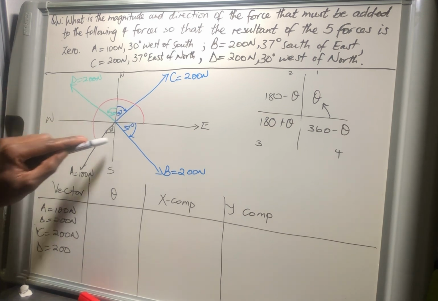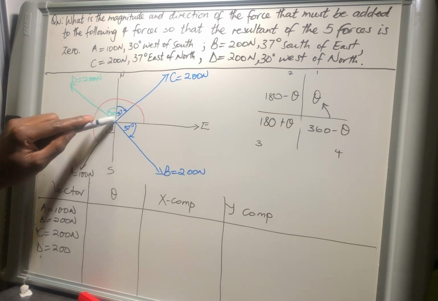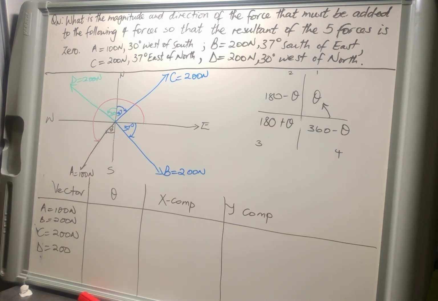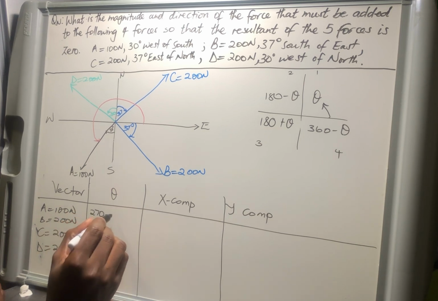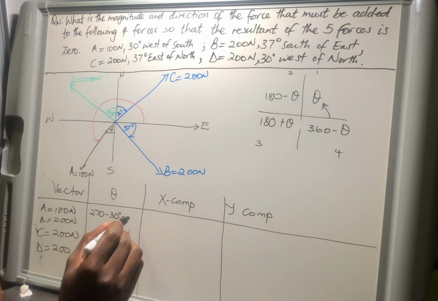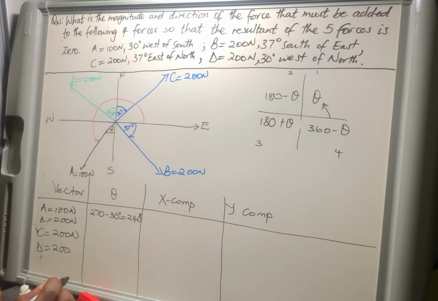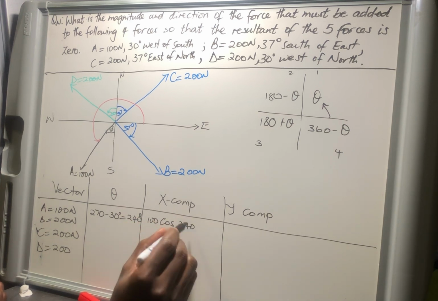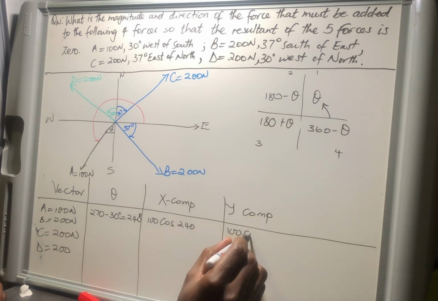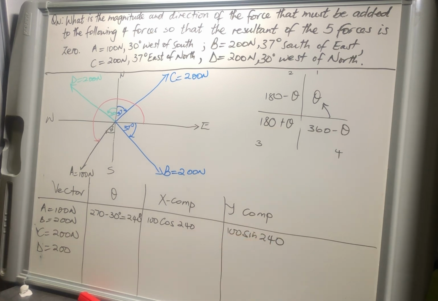So this angle that we want is this one that is in red. We are going to disregard the one that is in black. Why? Because we don't expect to have an angle that is less than 180 in the third quadrant. Thank you. So the final angle now will be 270 minus 30 degrees, which will give us 240 degrees. So your x component will be 100 cos 240. Your y component will be 100 sine 240. Hopefully it's making sense.